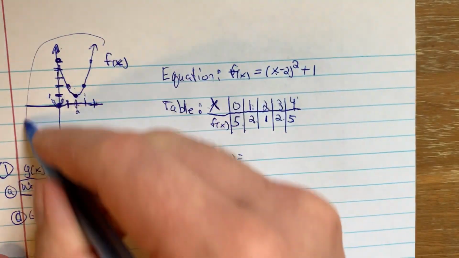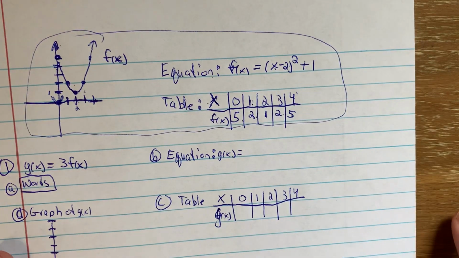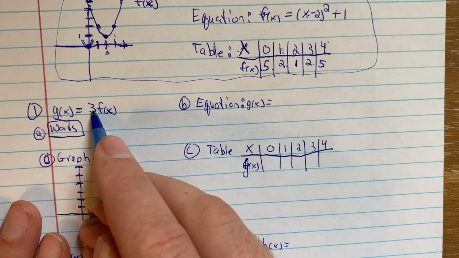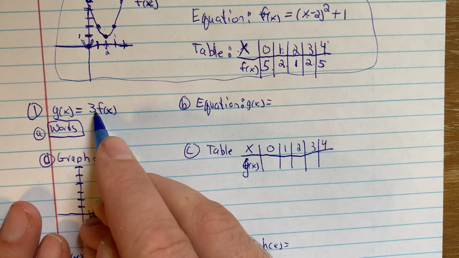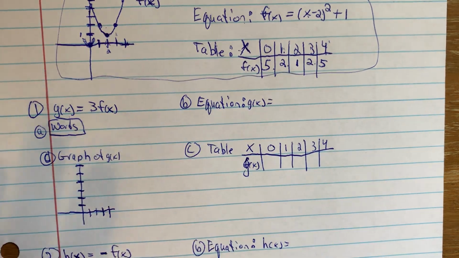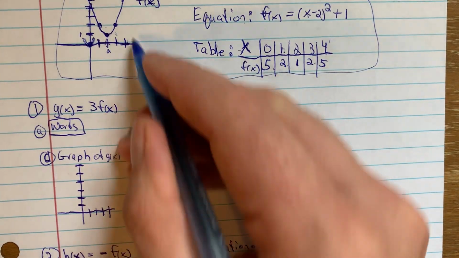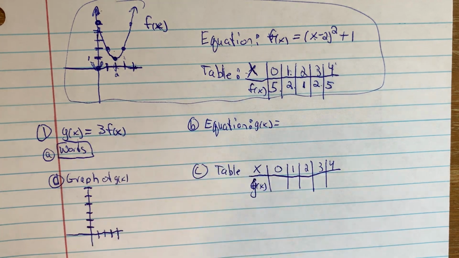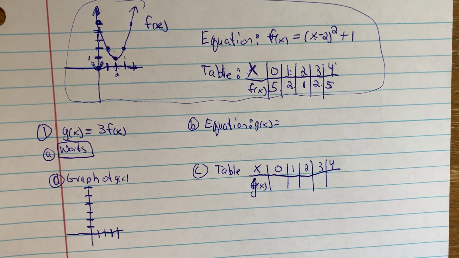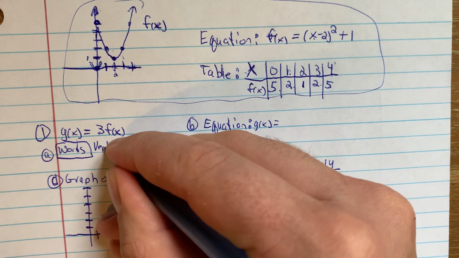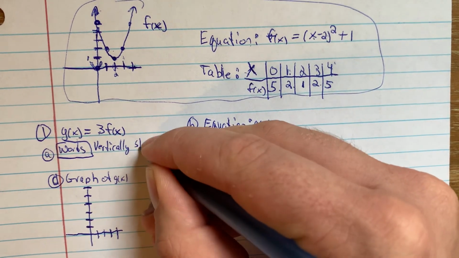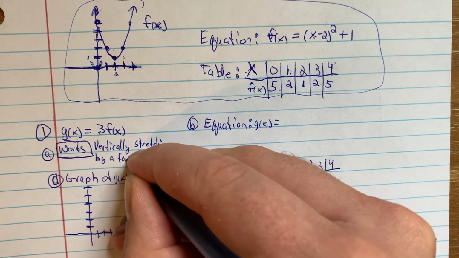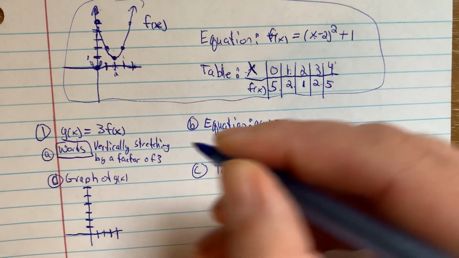So this is my original function, and we're going to transform it. Here, we're doing g of x equals 3 f of x. And when there's no operation in between, this means it is multiplying 3 times f of x. So what is the transformation this is doing to our original function? Well, hopefully we recognize that we're multiplying by a number that is bigger than 1. So this is vertically stretching by a factor of 3.